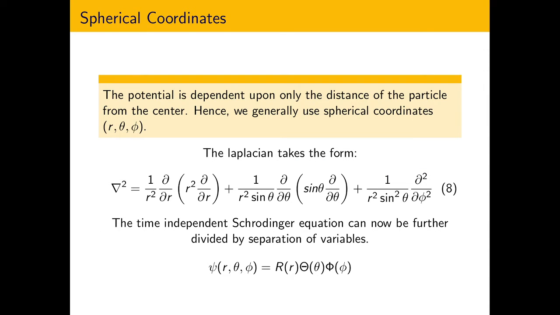Okay, so in Cartesian form, del squared is dou squared by dou x squared plus dou squared by dou y squared plus dou squared by dou z squared. But in spherical coordinates, it becomes a little bit more complicated. Del squared is equal to 1 by r squared into dou by dou r into r squared into dou by dou r.